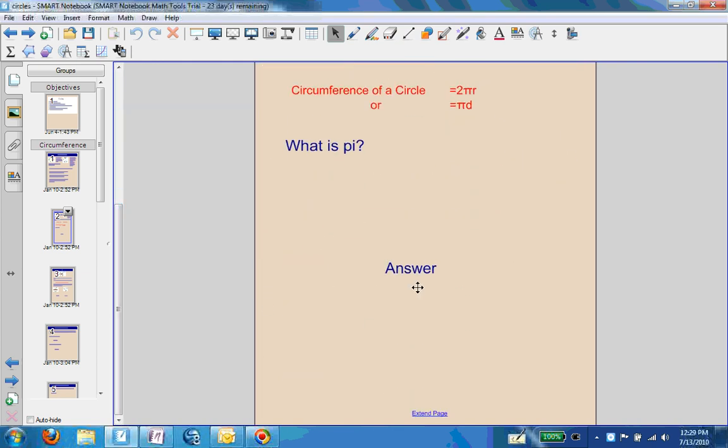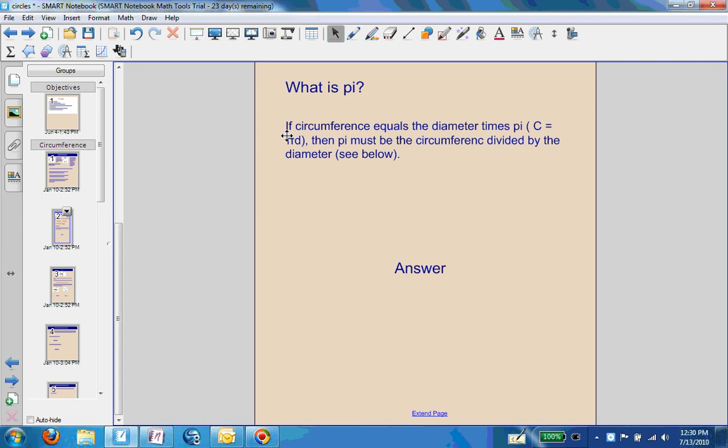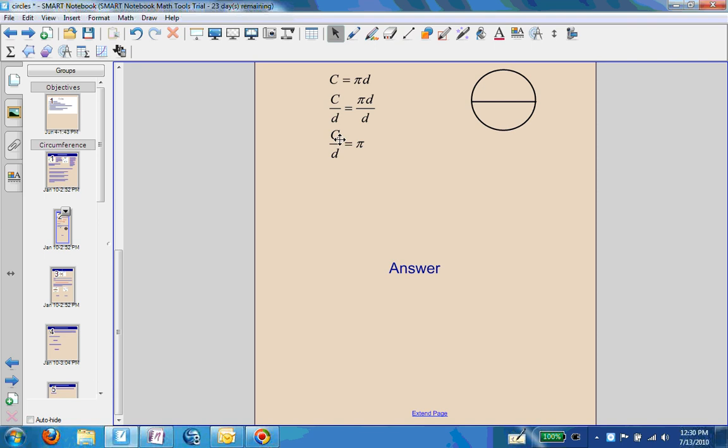So what is pi? Well, pi is actually relatively easy to define if you know the formula for circumference. So if we know that circumference equals pi times d, then pi must be the circumference divided by the diameter. So let's look at that mathematically. The circumference of a circle is pi times d. If we want to figure out what pi is, we divide both sides by d to get pi by itself, and pi equals the circumference of our circle divided by the diameter.